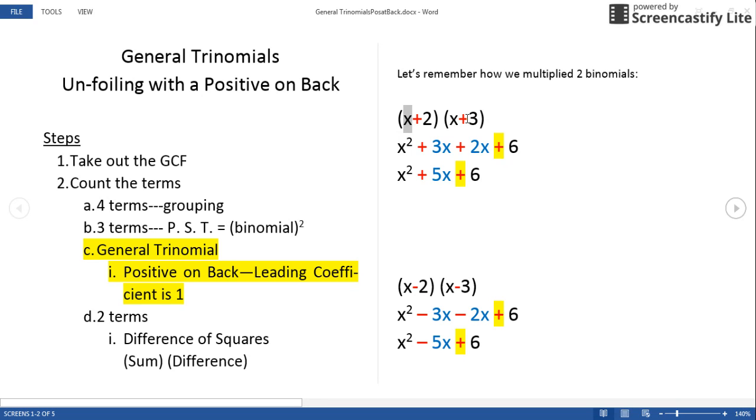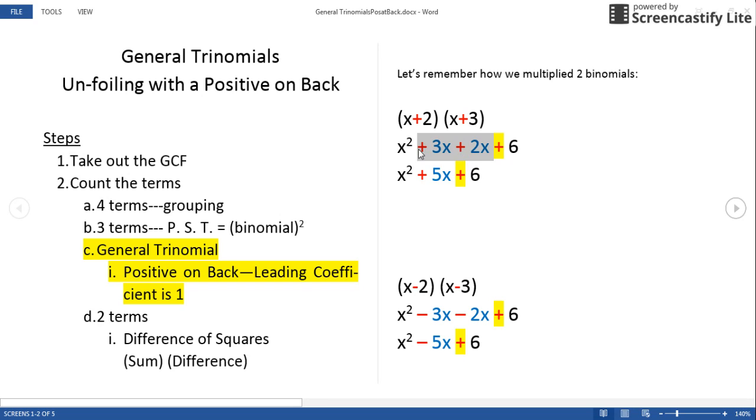Next, we do the outside things. X times 3 made 3x. Then the inside things. 2 times x makes 2x. And finally, the last ones, 2 times 3, gives us 6. Since these signs are the same as each other, positive 2 times positive 3, we get a positive at the back. Now, notice also we've got terms in the middle that can be combined.